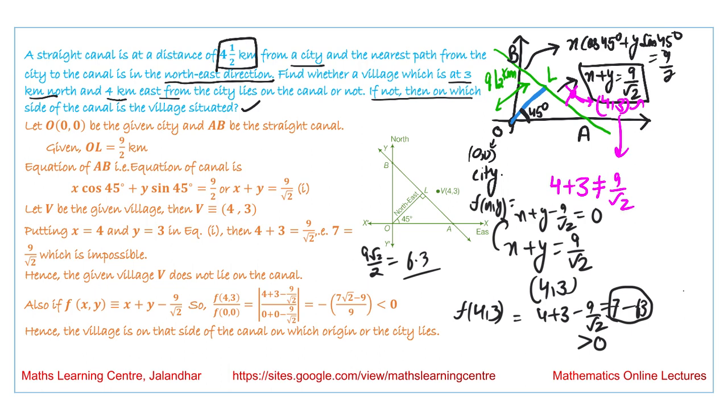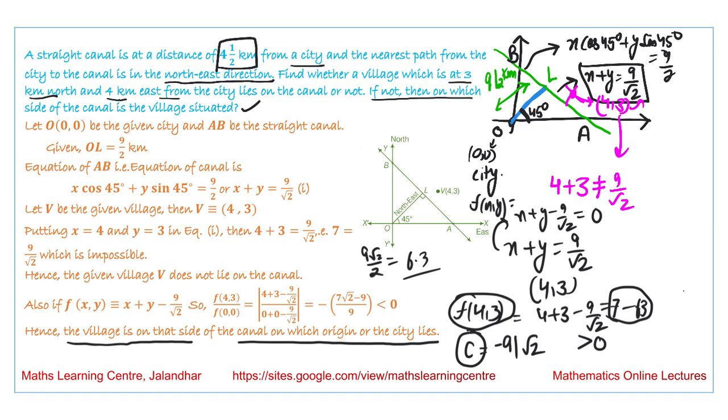And if we talk about the value of c, the value of c we will have over here is minus 9 by root 2. So both these values, f(4, 3) and c, have the opposite sign. So we are saying that the village is on that side of the canal on which the origin or the city lies. In this figure, the village is on the same side of the canal on which this city is there.